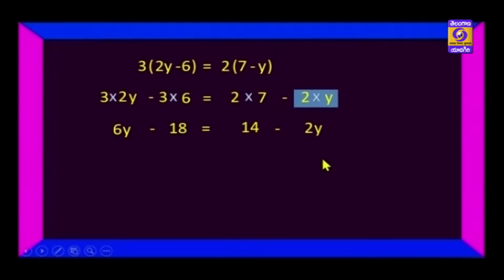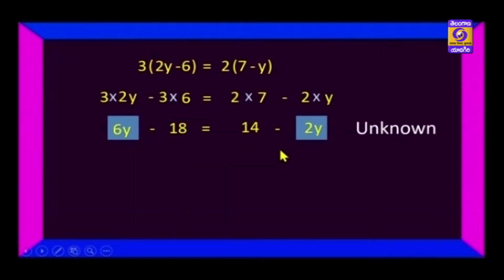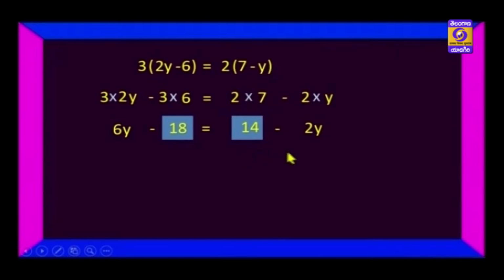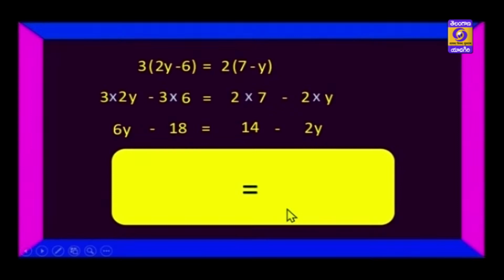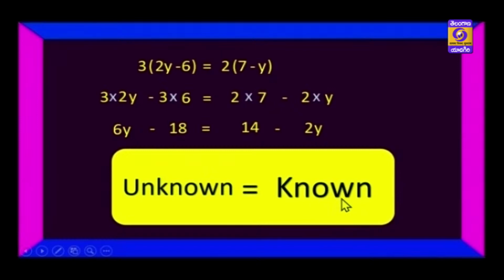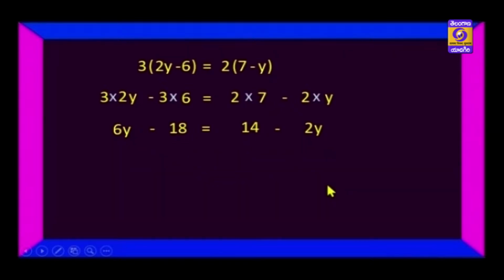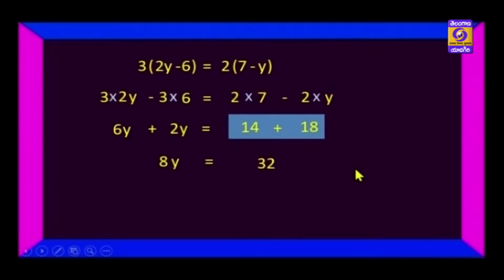Now again you observe in this step we have unknown terms on both sides and known terms also on both sides. What we need to do? We have to rearrange the terms. That means we have to bring this 2y to the left side and 18 to the right side. Because you have already learned that all unknown terms will be kept on the left side and all known terms will be kept on the right side. Now let us interchange the positions of the terms, and don't forget we need to change the operation. If it is subtraction, it should become addition after transposing. Now 6y plus 2y becomes 8y and 14 plus 18 becomes 32.